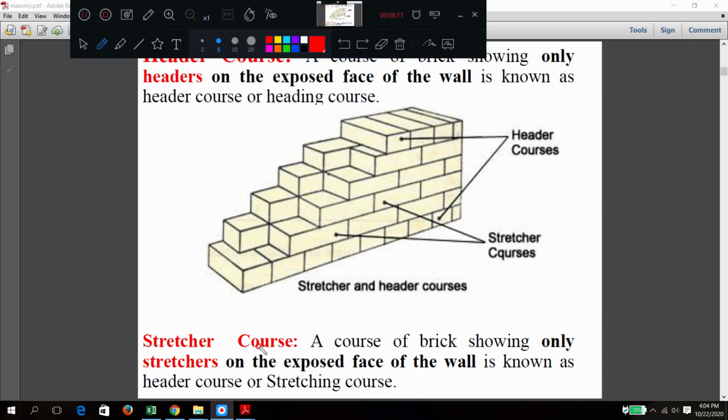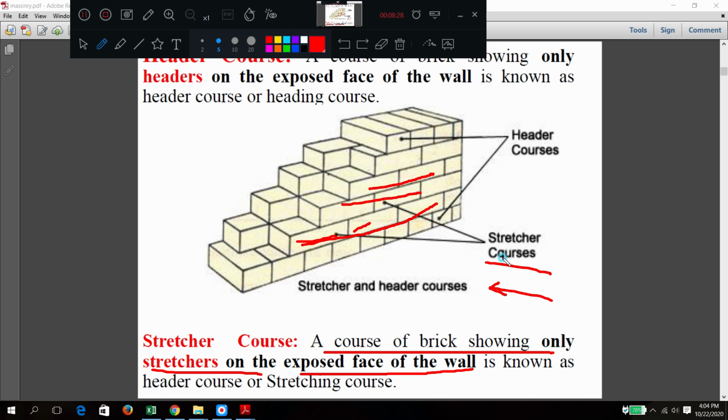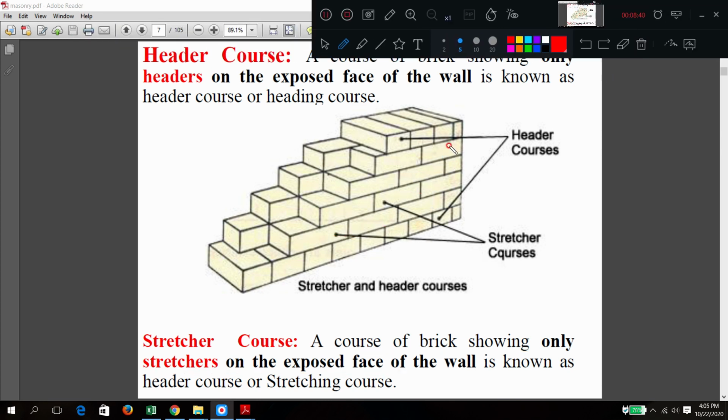Now what is stretcher course? A course of brick showing only stretchers on the exposed face. You can easily identify, no? This second layer is also stretcher, this is also stretcher. When you see it from this side, you can see only stretchers. So stretcher course, header course. Okay, is that clear? Course is one layer.